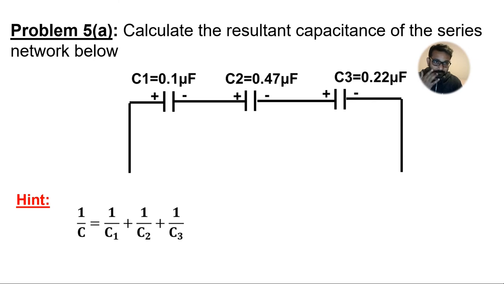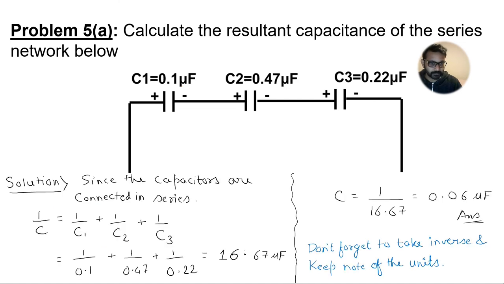Now moving on to the next question. This is a question for series connected capacitors. So as we know, if the capacitors are connected in series, we can use this formula here. Okay. So again, if we note the values of the individual capacitances, they are in microfarads. C1 is 0.1 microfarads, C2 is 0.47 microfarads, and C3 is 0.22 microfarads. So all the capacitances have a common unit, so probably we don't have to convert the units here. Okay, so let's look at the solution of this question.